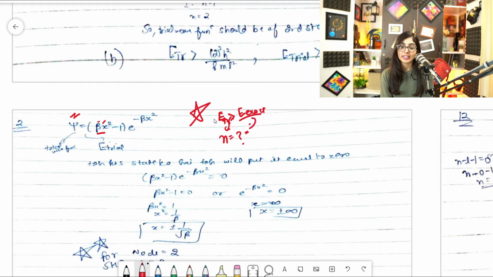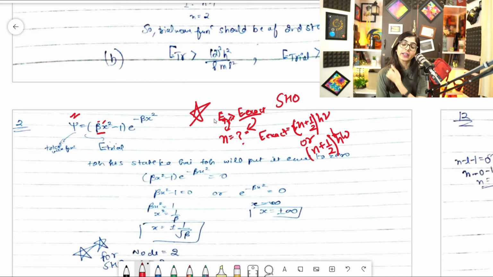For the exact energy, the formula for this SHO is n plus 1 by 2 h nu, or n plus 1 by 2 h cut omega. You can write h nu as h cut omega also, right? So first I need to find out n, then only I can find E exact, and then only I can tell that the trial wave energy is greater than that value. For that I need to find n.